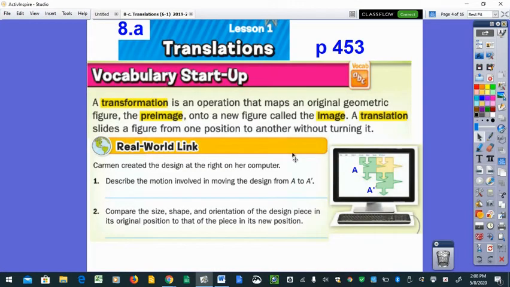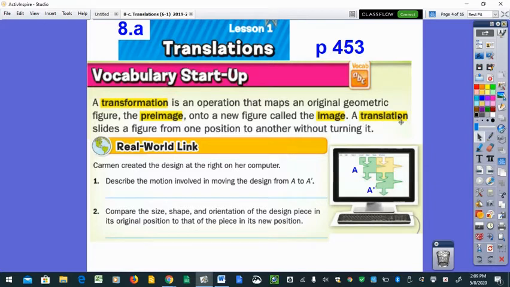So just to give you a little bit of vocab, a transformation is an operation that maps an original geometric figure, and that original figure that you start with is called the pre-image, before image. It's going to move it onto a new figure called the image. We use a capital letter to represent the pre-image. And when we move it to a different place, we'll use that same letter and put this little marker here. It's called a prime. So you can tell that this is where you started because it's missing the prime. And down here, this one is where you ended because it has the prime.